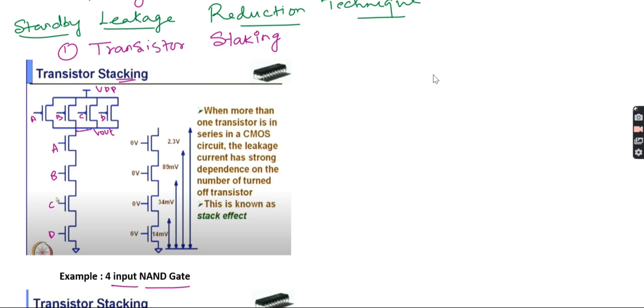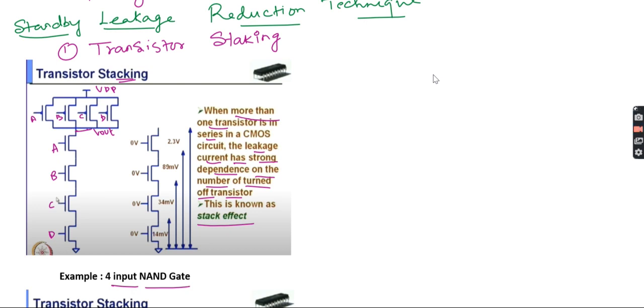When more than one transistor is in series in a CMOS circuit, the leakage current has a strong dependence on the number of turned off transistors. That effect we call the stack effect. So in your CMOS circuit, the leakage current strongly depends on how many transistors are off.